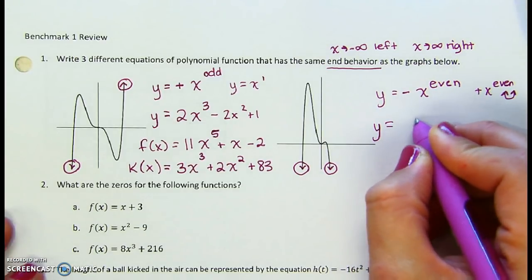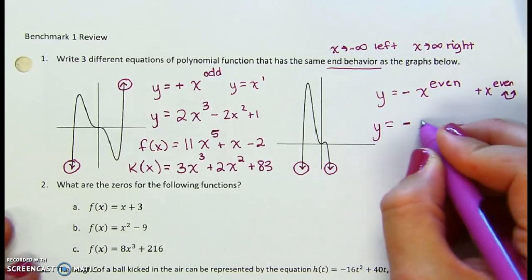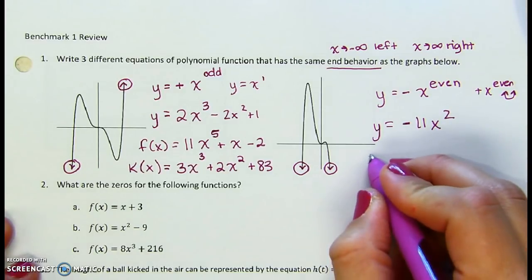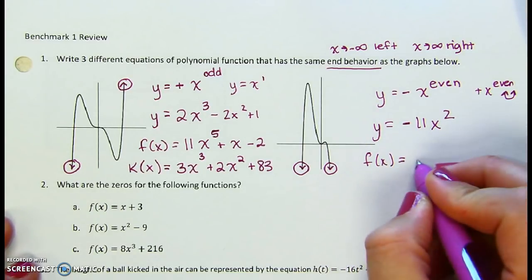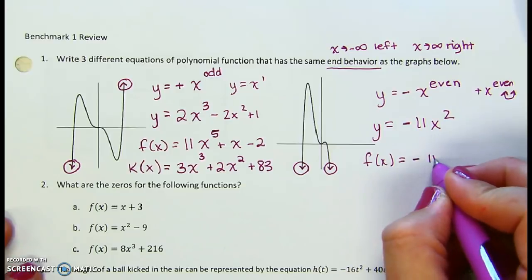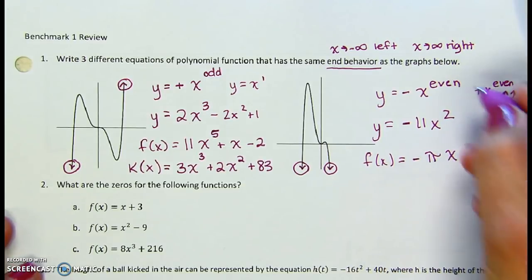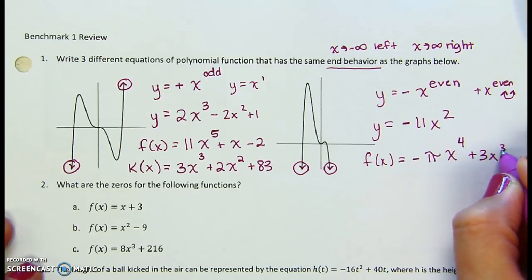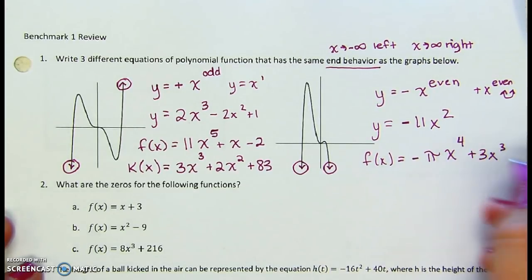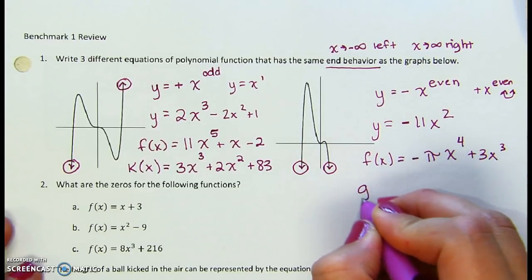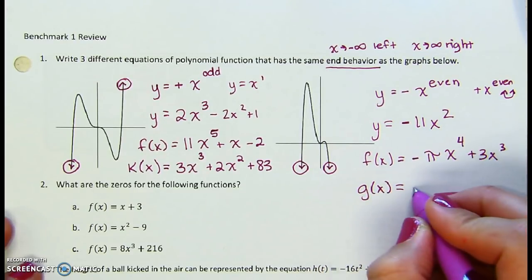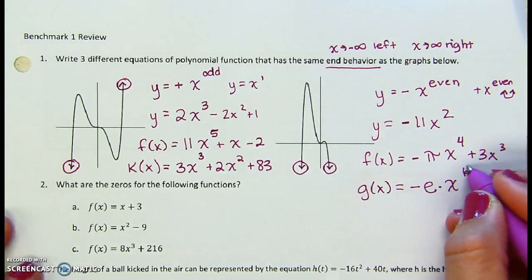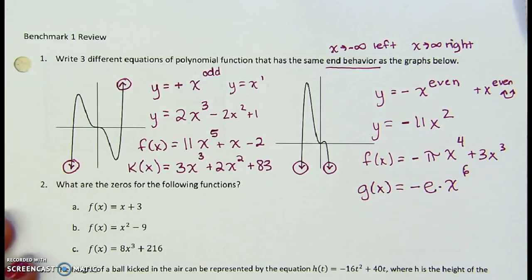So y equals, make sure it's negative in front, negative 11, so that can be odd, x squared. f of x could be negative pi, ooh, I'm getting creative, but I need an even number, so it would be to the 4th power, and you can make up new things on the end, as long as it's less than 4. And then g, negative in front, so negative e times x to the odd power. e is a number. I know, it's crazy. Okay, that's it. Next one.